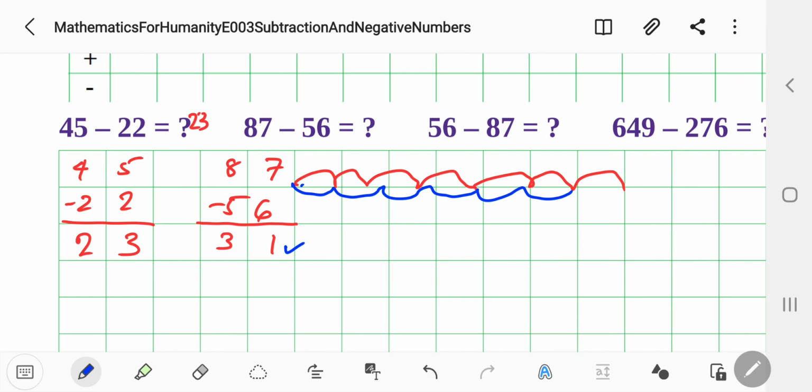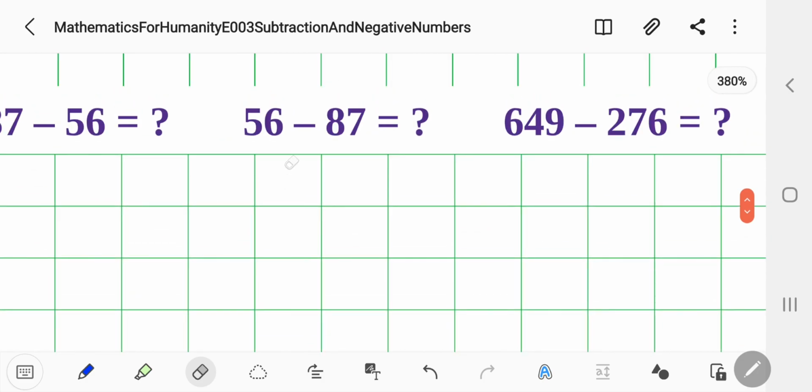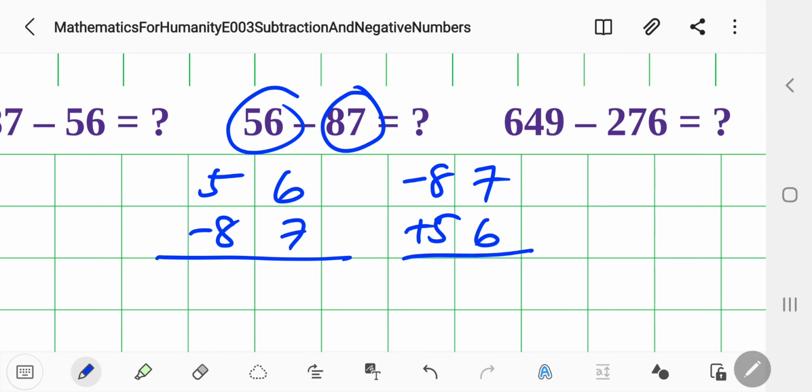How about 56 minus 87? This is equal to, you're subtracting a large number from a small number. So what you will do is you write negative 87 plus 56. That's what you should do when you subtract a large number from a smaller number. So 7 minus 6 is 1, and then negative 8 plus 5 is negative 3. So that's negative 31.